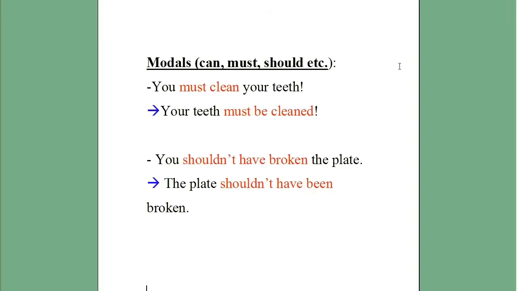Okay? Of course, we can use the passive voice with modals too. Let's do, for example, can, must, should, ought, etc. Let's see some examples. You must clean your teeth. We take the object again. Your teeth must, the verb to be in its clear form as an infinitive. Your teeth must be, and what? The third participle, must be cleaned. Again, you shouldn't have broken the plate. Here we have present perfect. So the plate as a subject shouldn't have been broken, the third participle here.